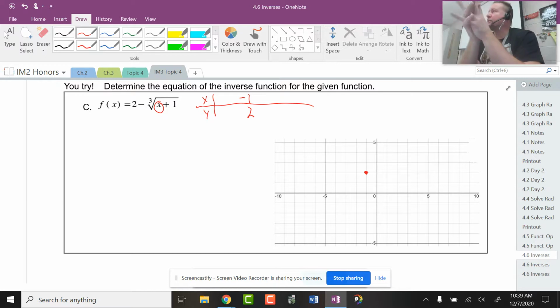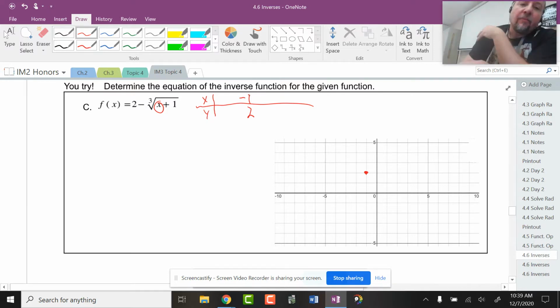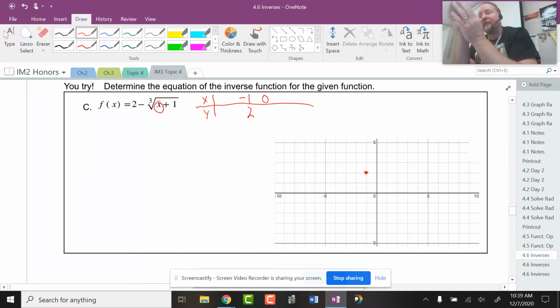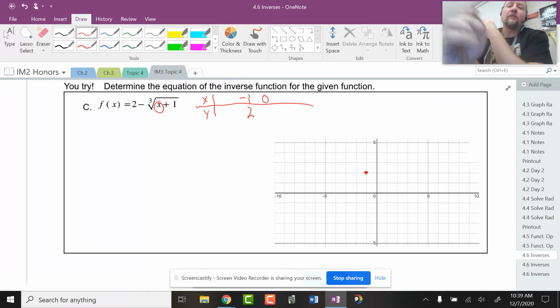Okay, I'm going to help you out. I'm going to plug in 0. Yeah, we'll get to that later. Okay, what's 0 plus 1? What's the cube of 1? What's 2 minus 1?